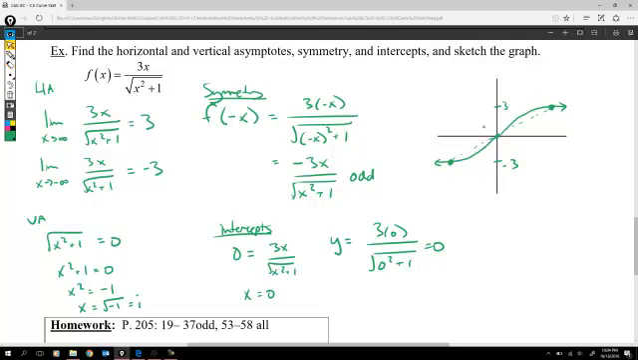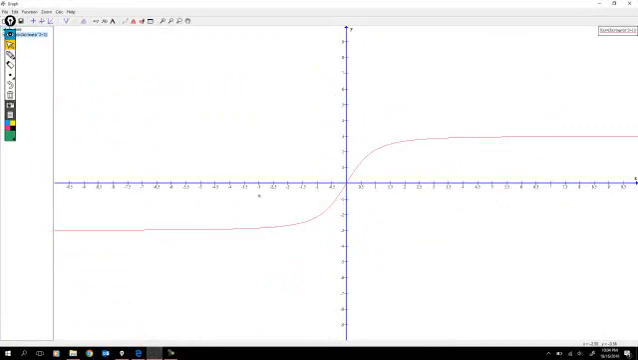Just in case you're curious, because I know you all are, if we look at the actual graph, it does look very similar to what we said it did. It goes to negative 3 as it approaches negative infinity, positive 3 as it approaches positive infinity, and it crosses through the origin. And it definitely looks odd. All right, so that's it for these notes.